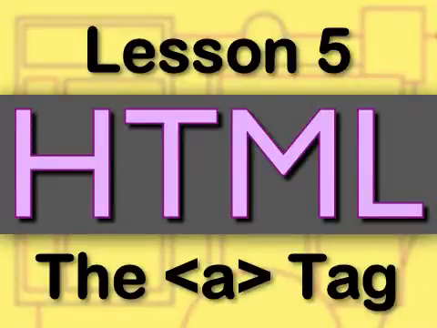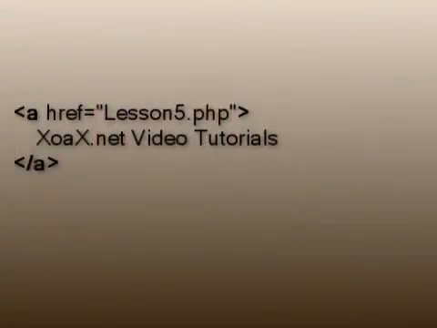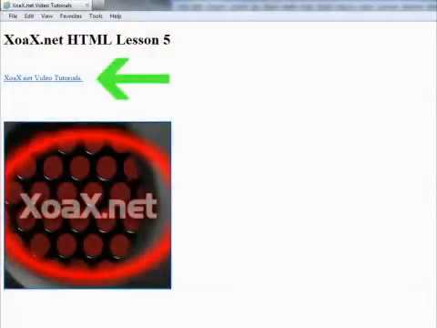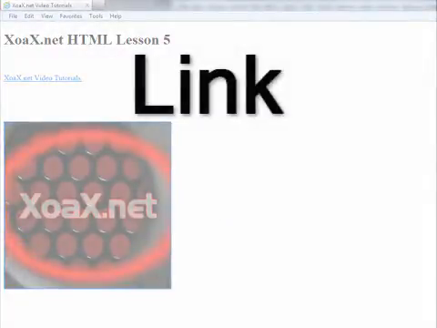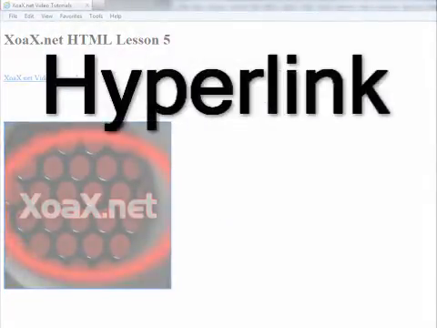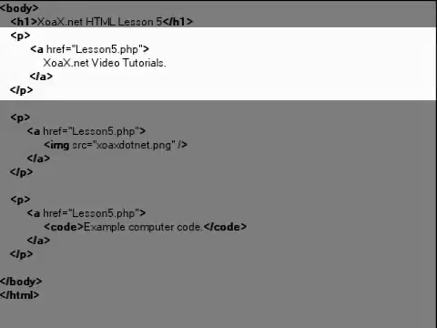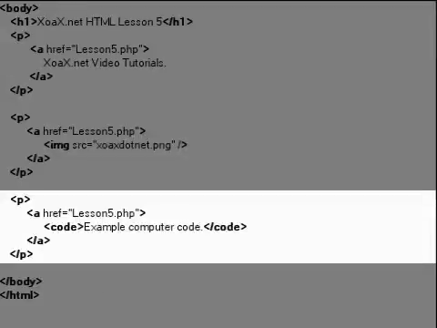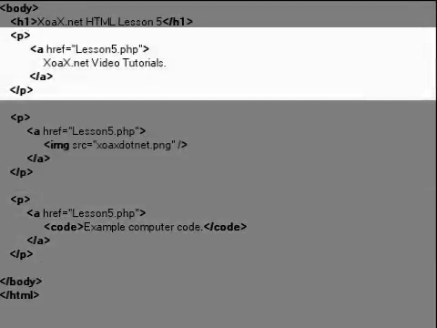HTML Lesson 5, the A tag. The A tag is an HTML element that makes whatever it surrounds into a linkable item or clickable area. This element is usually called a link or hyperlink tag. An A tag can surround text, an image, or other HTML elements. Let's look first at the most common case, when an A tag surrounds text.